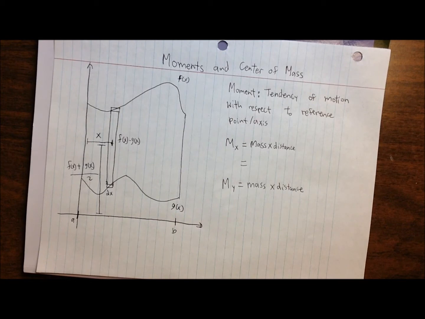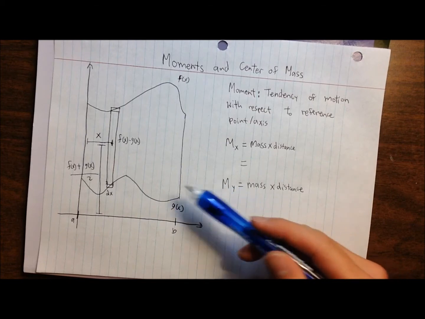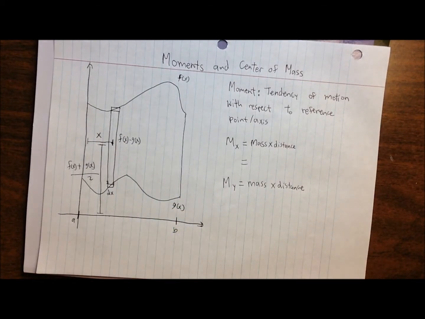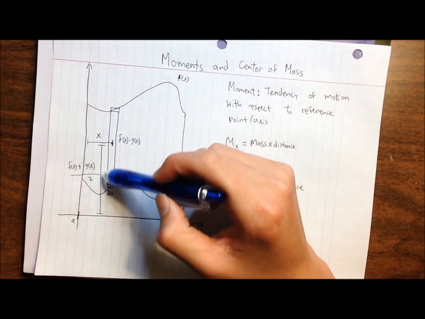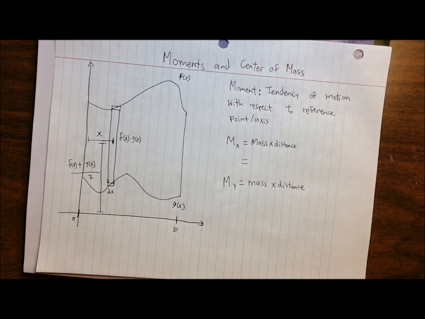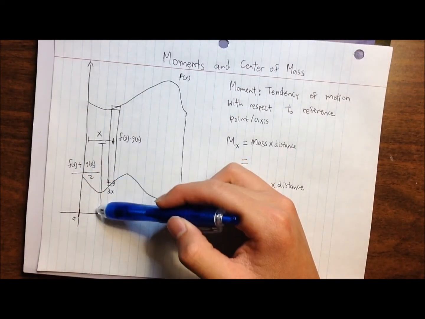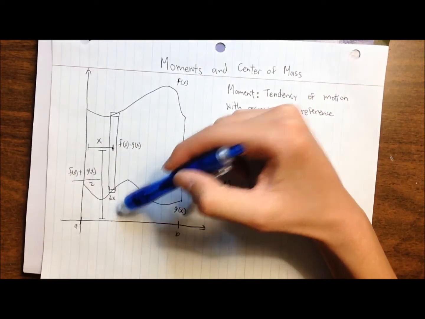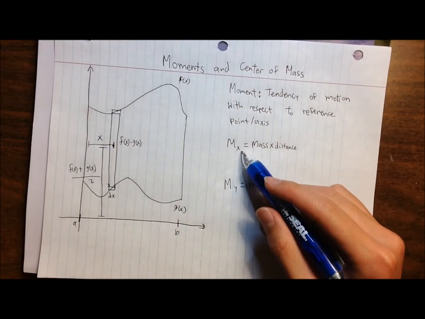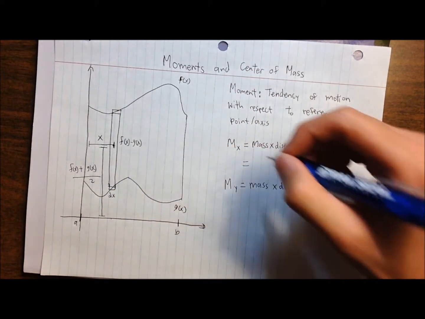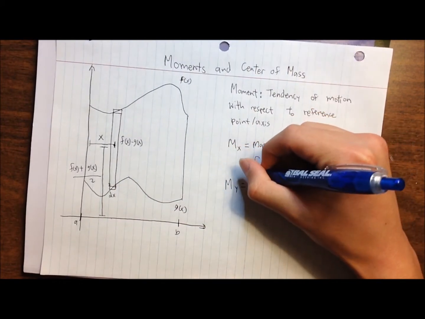Now let's derive the integral formulas for these moments. Let's first take a look at the moment of a lamina about the x-axis. We already know the mass by multiplying rho and area. Now we just have to find the distance. At the center of mass of this strip of the lamina, the distance is pretty much just the average of f of x and g of x. So the moment of this lamina about the x-axis is going to be the integral from a to b.